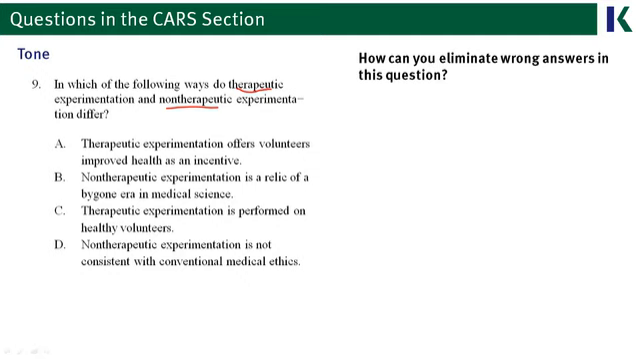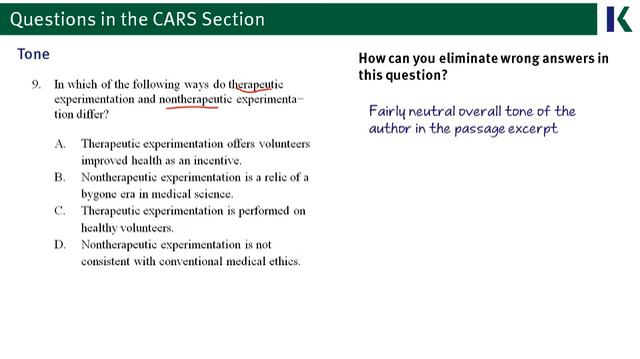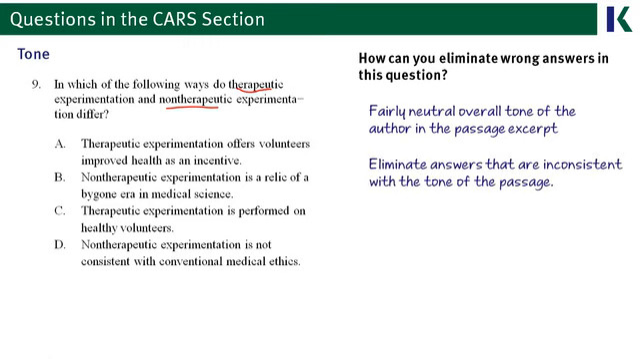So think about the tone of the author. That's a strategy that's being shown here, to understand the author's tone and be able to work through these answer choices. Was it positive, neutral, or negative? The tone of the author is fairly neutral overall in the passage excerpt. So therefore, we can eliminate any answers that are inconsistent with that neutral tone that the author has. Look through the answer choices and see which one you can eliminate because they're not neutral enough.